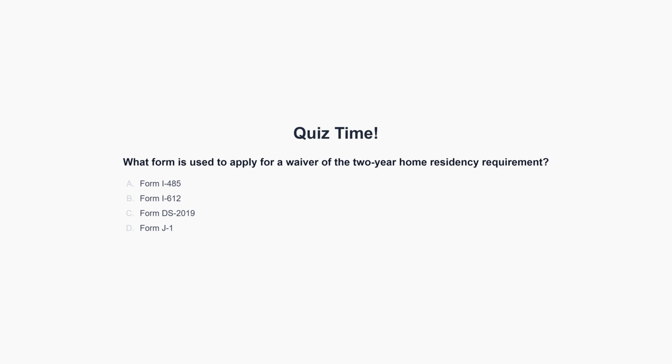Let's take a moment to test your understanding. Question: what form is used to apply for a waiver of the 2-year home residency requirement? Option A, Form I-485. Option B, Form I-612. Option C, Form DS-2019. Option D, Form J-1. You may pause the video now to think about the answer. We will discuss the answer in the next section of the video.